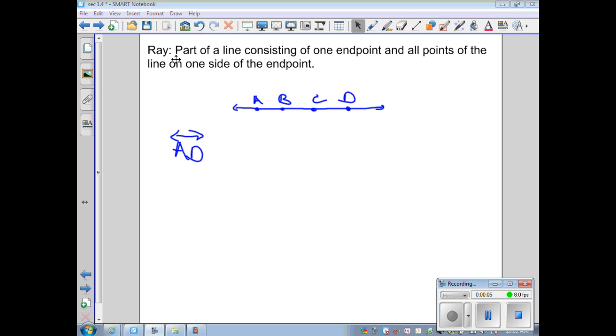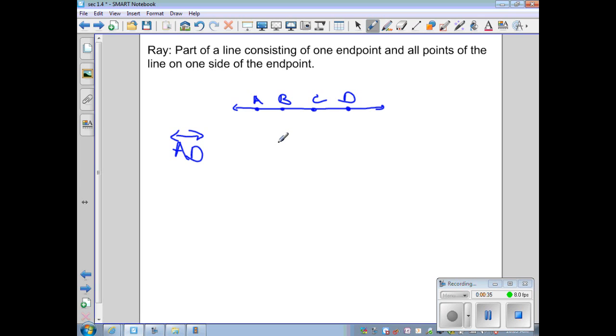Our next slide. A ray is part of a line consisting of one endpoint and all points of the line on one side of that endpoint. Here I have a diagram of line AD. On this line are several rays. Some of them can be labeled differently but make up the same set of points, therefore they would be the same ray. Other ones would be labeled differently and would not be the same set of points, therefore would be different rays. Similar rays would look something like this.